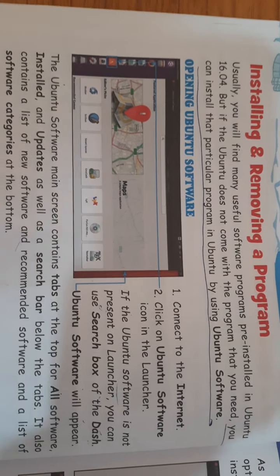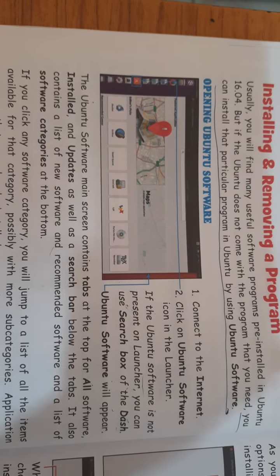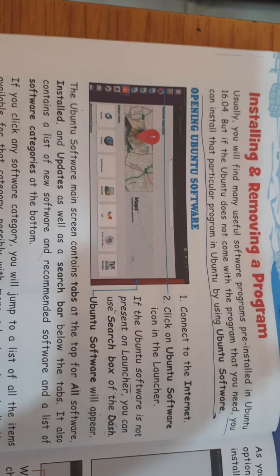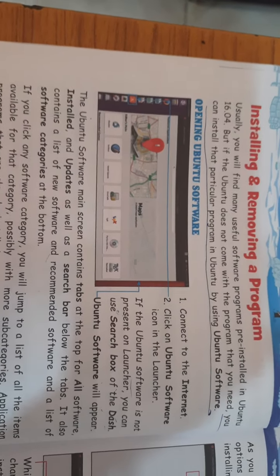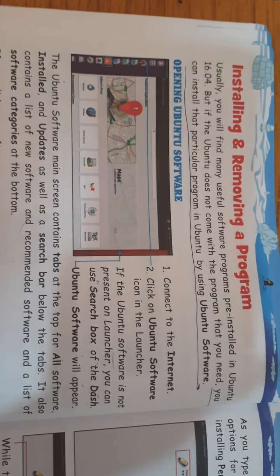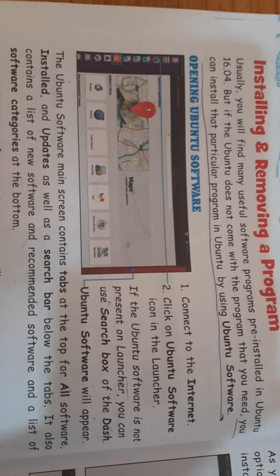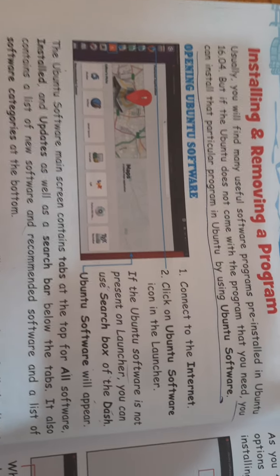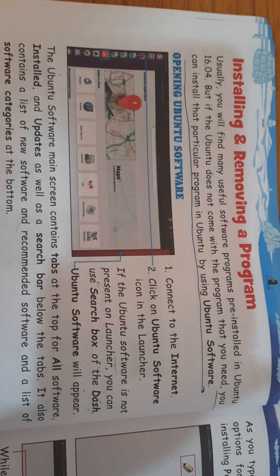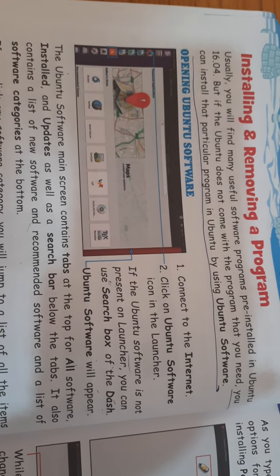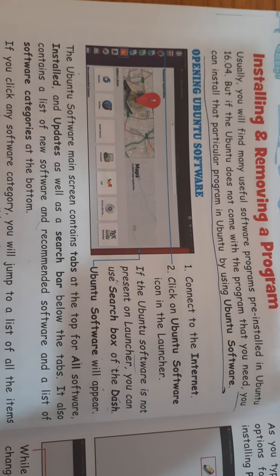Now we are going to learn installing and removing a program. Installing and removing a program means the programs which you don't have in your launcher or in your computer system, those programs you need to install in your computer. And removing means how to remove the program from your launcher or how to uninstall your program.